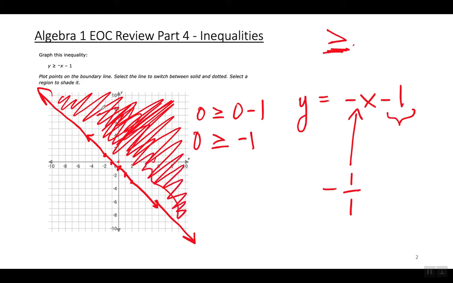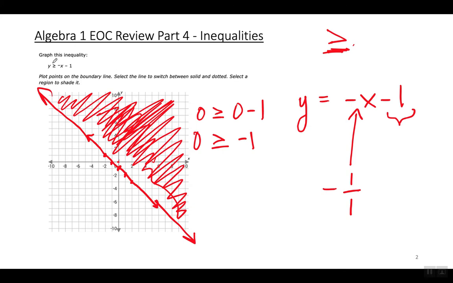All right. Pueden escoger un punto, cualquier punto, para sustituirlo dentro de esta inigualdad y ver si lo hace verdadero o falso. Si lo hace verdadero, el lado que tiene ese punto que escogiste es el lado que tiene que colorear. Si lo hace falso, quiere decir que es el otro lado que tiene que colorear. Deben siempre escoger el punto 0,0 porque es el más fácil de usar.